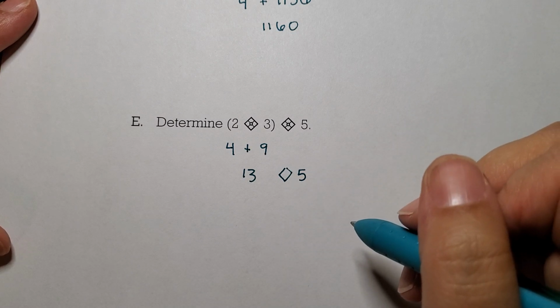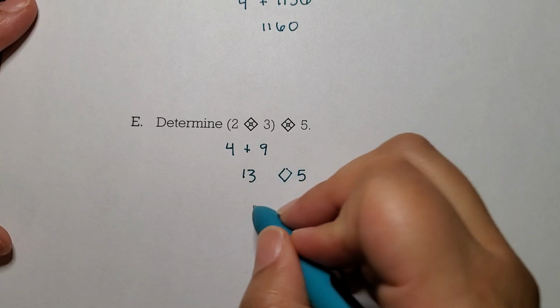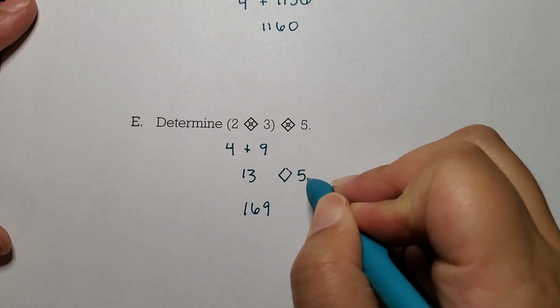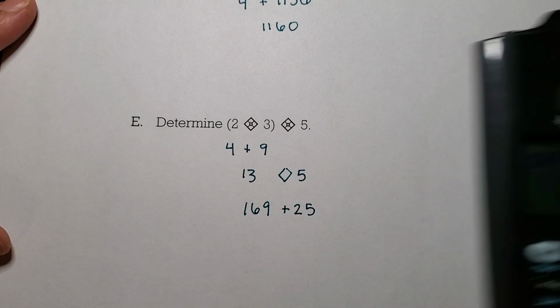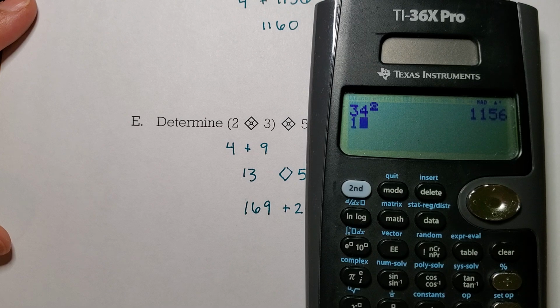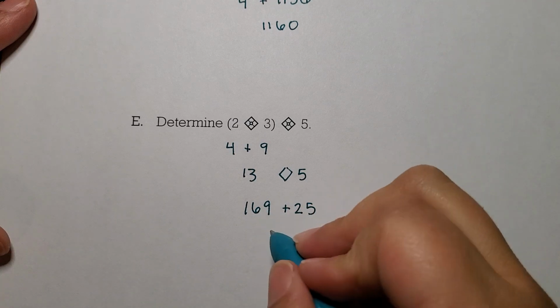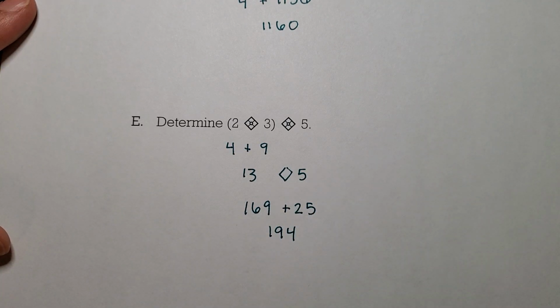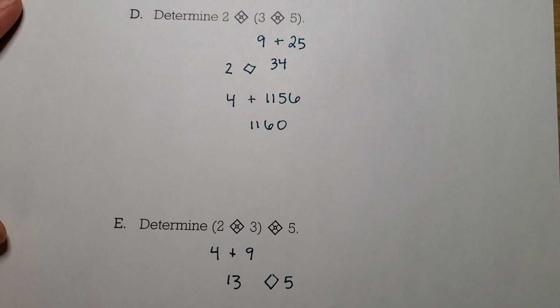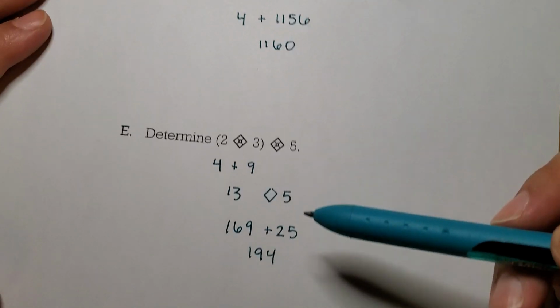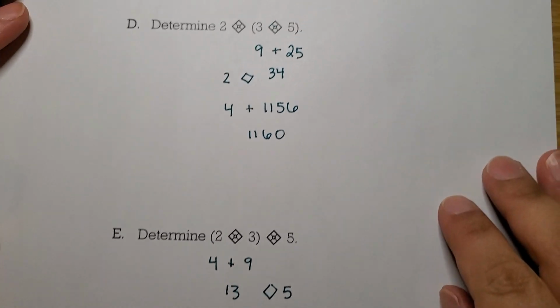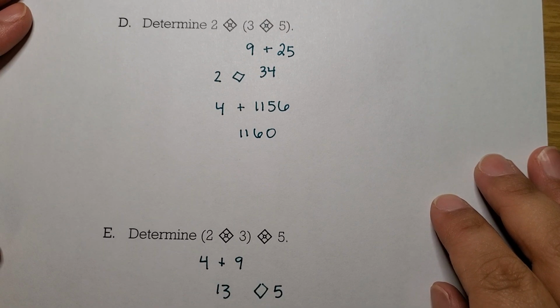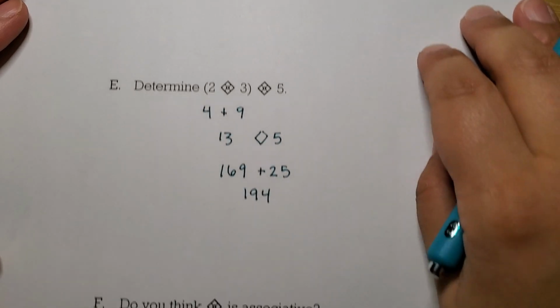Let's square each of these numbers. I happen to know 13 squared is 169, and 5 squared is 25. And then let's add those together. 169 plus 25, 194. So it looks like we had 1160, and now we've got 194. So if we change the grouping for this diamond operation, it did make a difference.